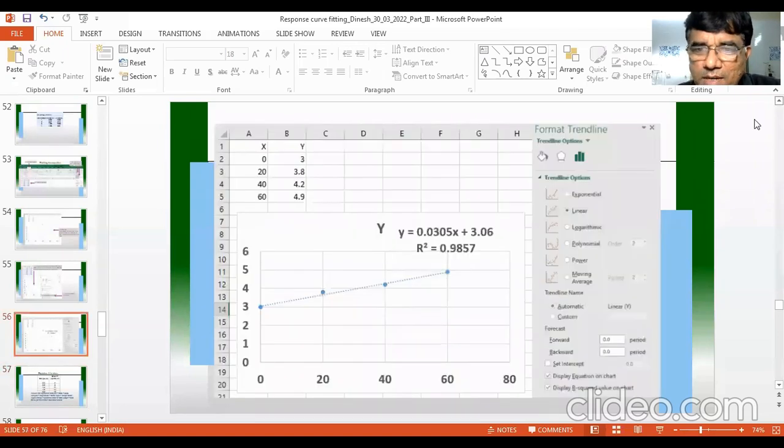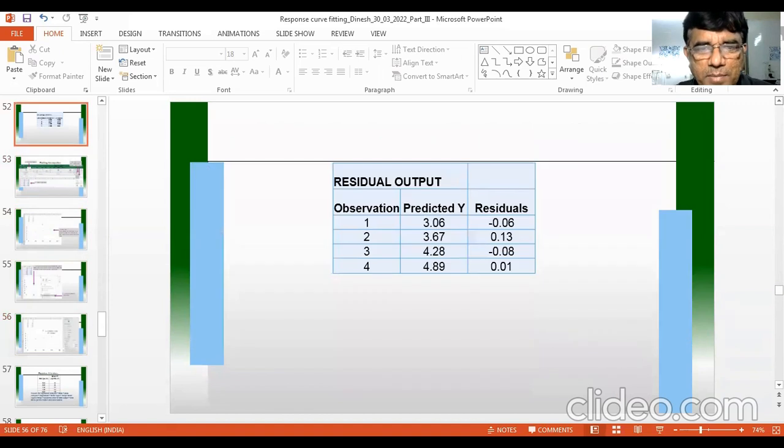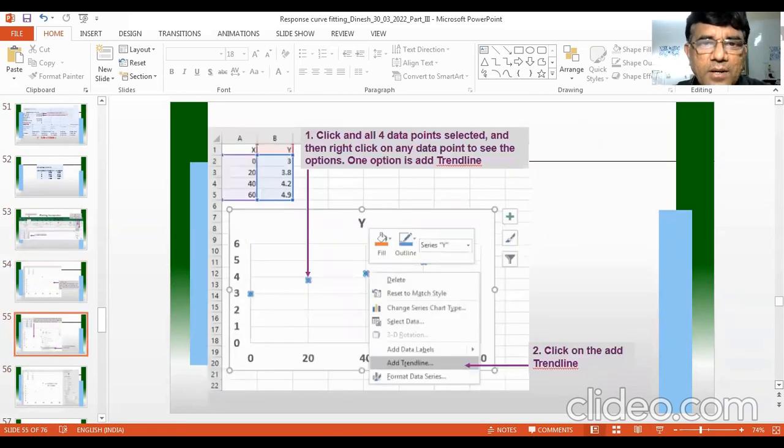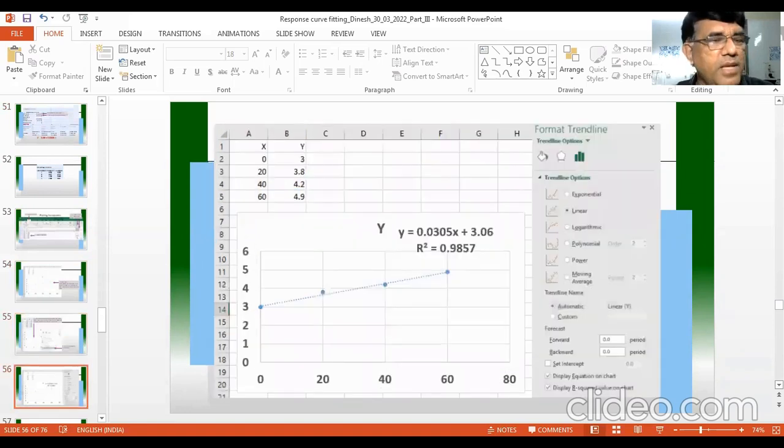you will get the equation. Then you will get the line. So this is your line. When you click here, display equation on the chart, automatically you will get it here. You will get the equation y is equal to, and R square is equal to 0.9857. You see, the same equation as you get here, 3.06 plus 0.30. The same equation you get from regression analysis, you will get on the figure here, with the same R square.